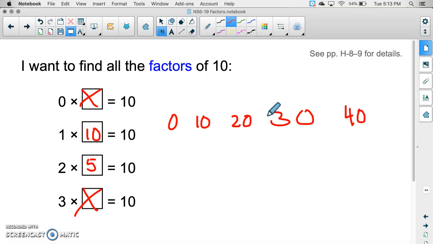Can I do 12 times something to get to 10? No, you're already past the number you're trying to get to. Because we jumped right over 10 when we skip counted by any number, then you can't get to the factor. But we can see here that all the factors of 10, we always start with the smallest one. So we have 1, 2, 5, and 10, which will all be considered factors of 10.